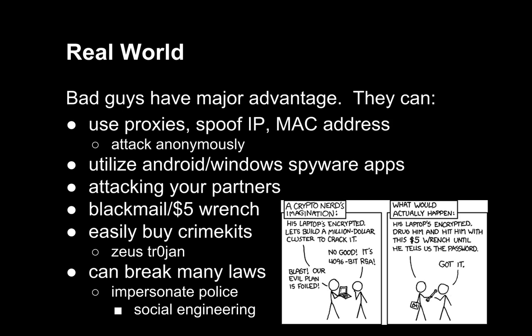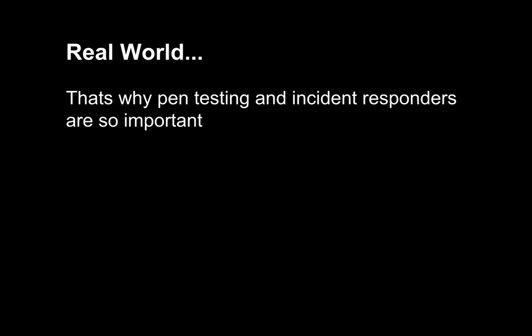They can use proxies, they can spoof IPs, they can spoof MAC addresses and be completely anonymous online. And they can break any number of laws because that's the business they're in. Unlike being a pen tester, you have to have permission for almost everything you do. So they have an asymmetric advantage. And this is ultimately why pen testing and incident response is so important.